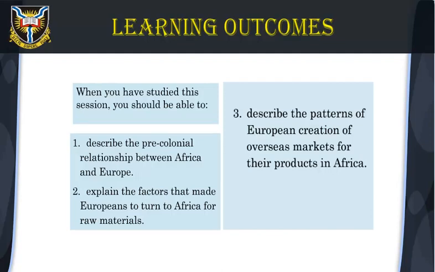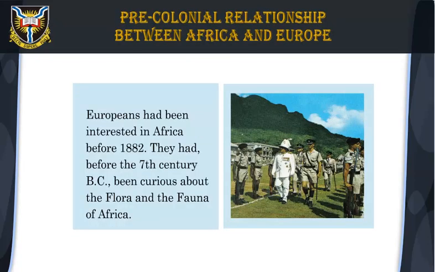Learning outcomes. When you have studied this session, you should be able to: 1. Describe the pre-colonial relationship between Africa and Europe. 2. Explain the factors that made Europeans turn to Africa for raw materials. 3. Describe the patterns of European creation of overseas markets for their products in Africa.